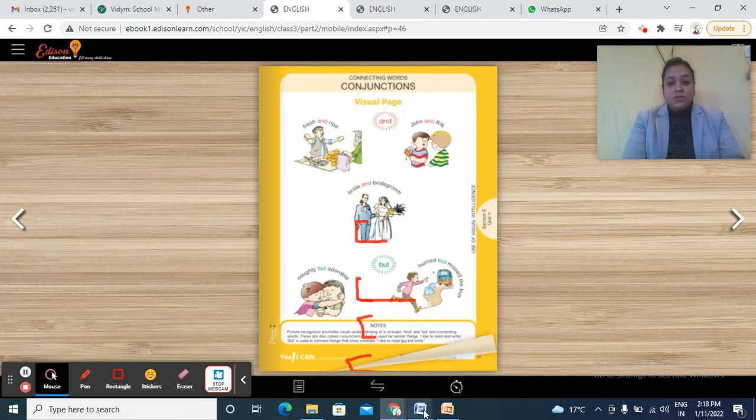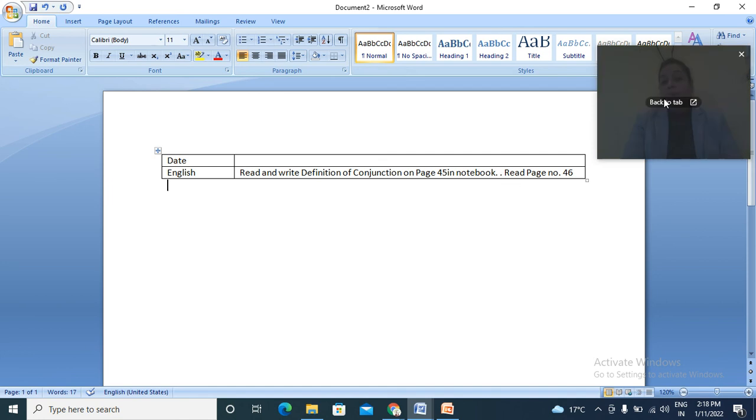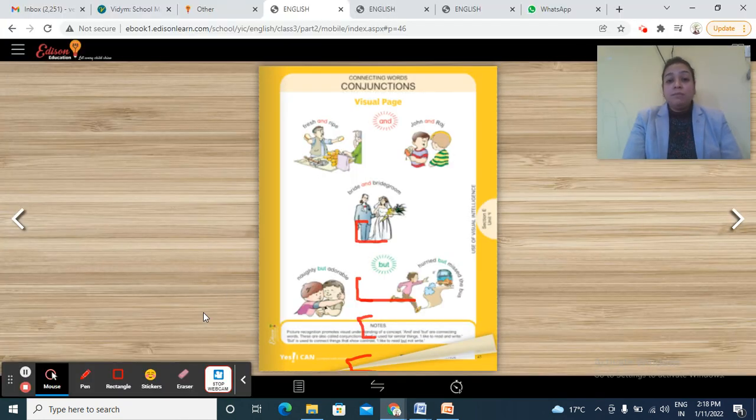In your diaries, you are going to write today's date. In the date column, you know where your date column is, and in English: read and write the definition of conjunction on page number 45 in notebooks. Read page number 46. So you are going to complete your work.